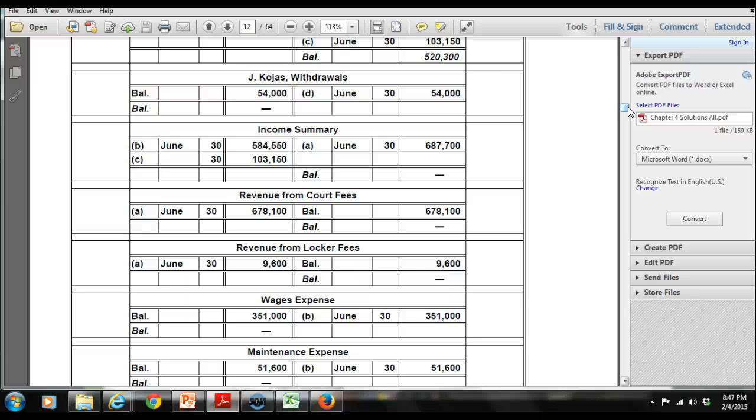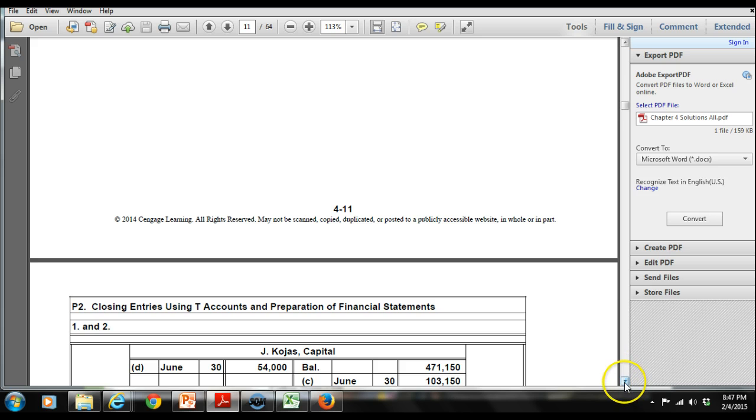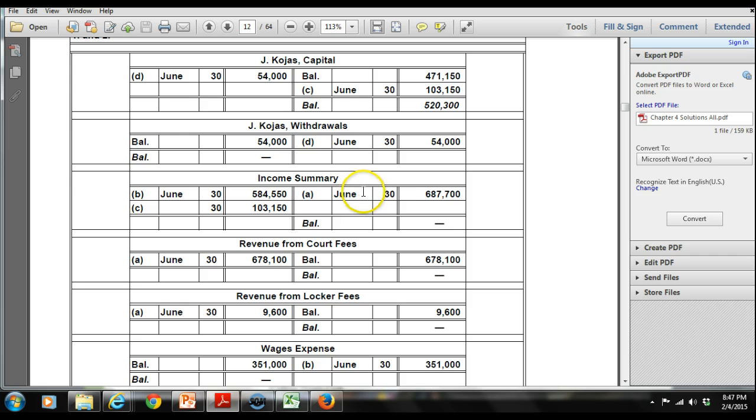And we are going to have the corresponding credit to income summary for the total of these two accounts. So if you go up here to income summary, you're going to have A, June 30th, $687,700 is the total of those two accounts, because we're taking the $678,100 plus the $9,600, which totals $687,700. Does that make sense? The first thing we always do with closing entries is to zero out revenues. That's the first thing.